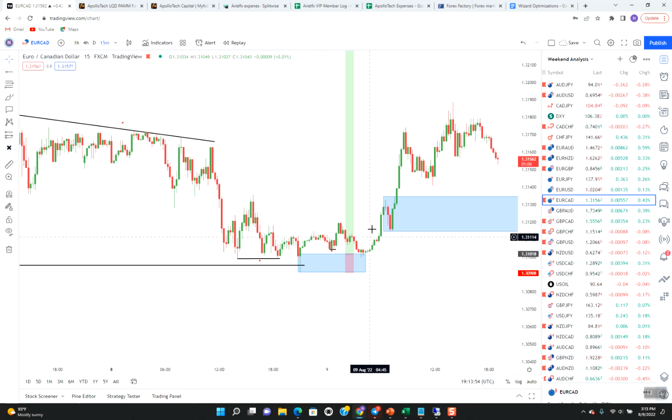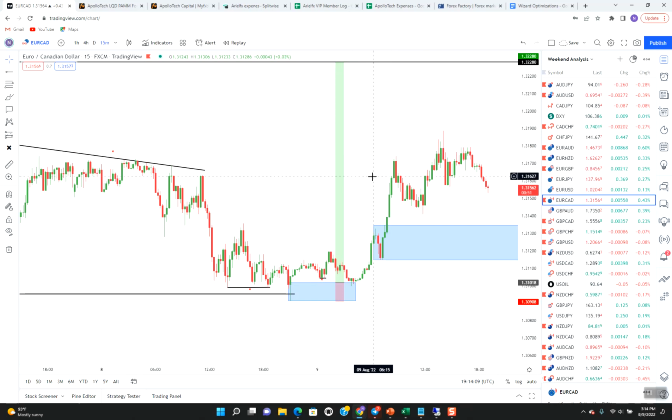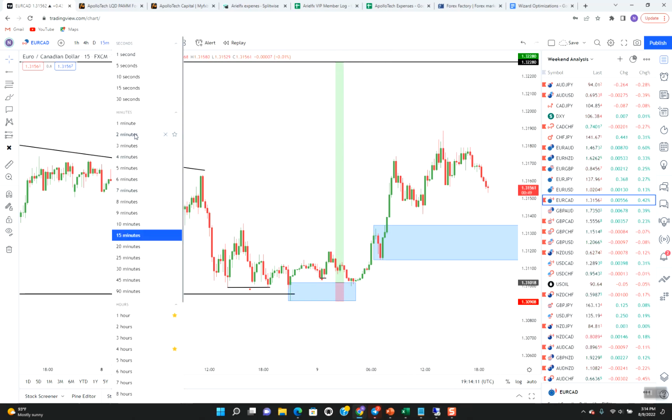We sweep liquidity and then we continue for the rest of the day, for the rest of London and New York session. All right. So in this case, it would have provided a 1 to 11.5. So just like the other one, a 1 to 11.5, kind of coincidental, but anyways, 11.5% for that trade. Let's go back to it real fast.